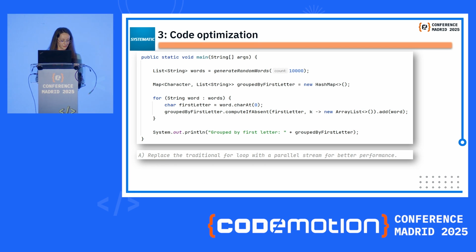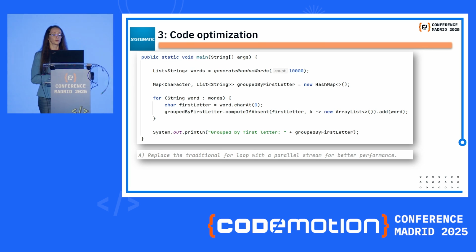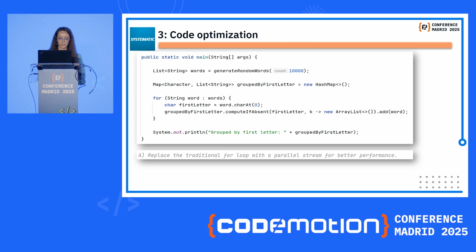Right, and most of you answered correctly, but there were quite a lot of you that selected option C. So let's go a bit through the code. Let's start from the beginning. In this code, we generate 10,000 random words. This is the first line of code. Afterwards, we group them by their first letter using a traditional for loop and a hash map.